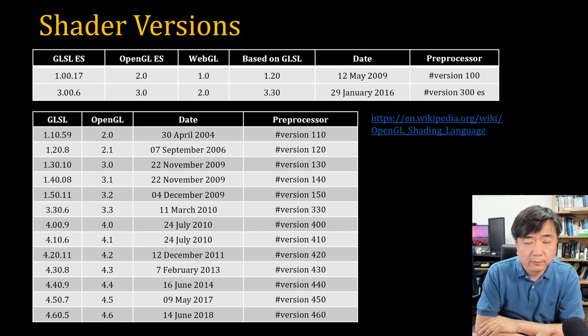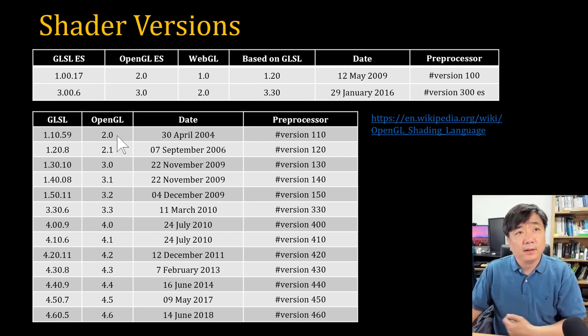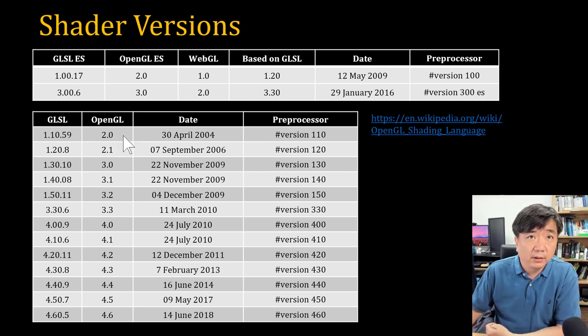GLSL has various kinds of versions. The first release of the GL shading language was in 2004. Its version is 1.1. It is used for OpenGL 2.0. Every 2 or 3 years it evolved its version to 3 and 4. Currently, the most recently released GLSL version is 4.6, which is the same version number as OpenGL version 4.6.